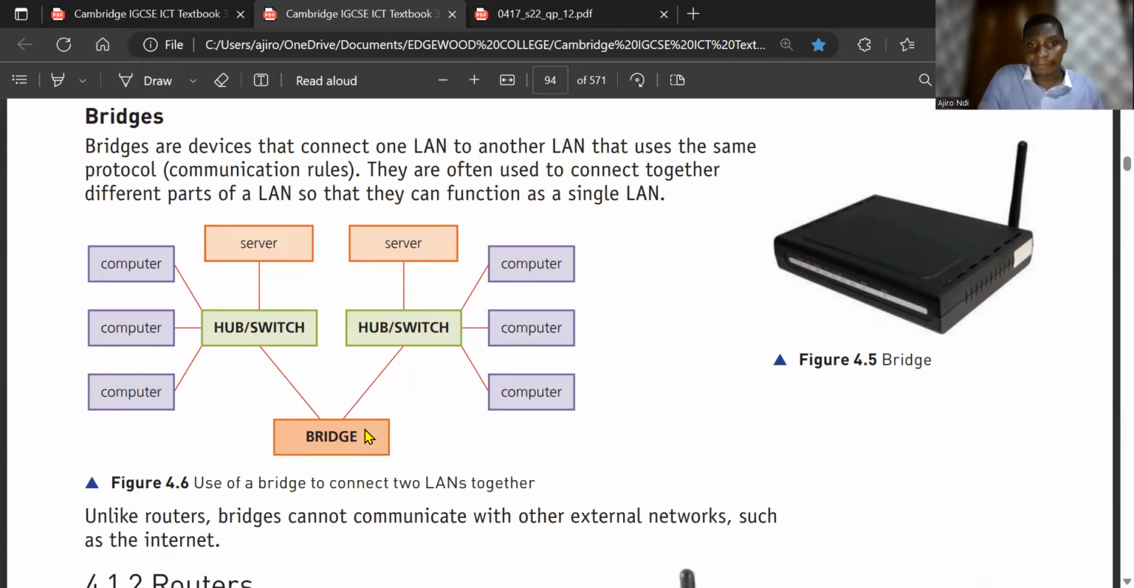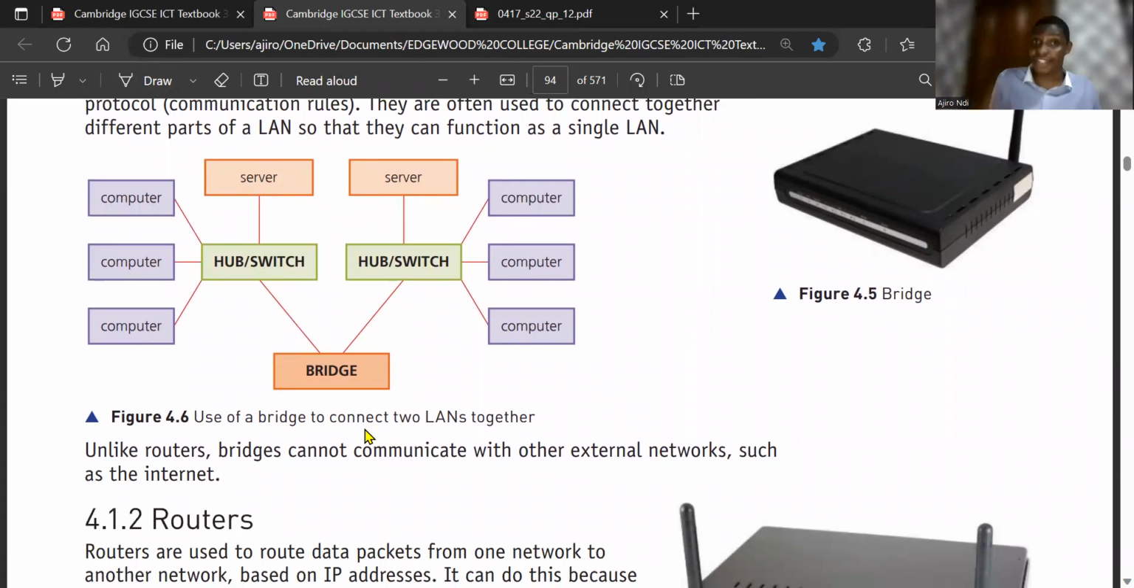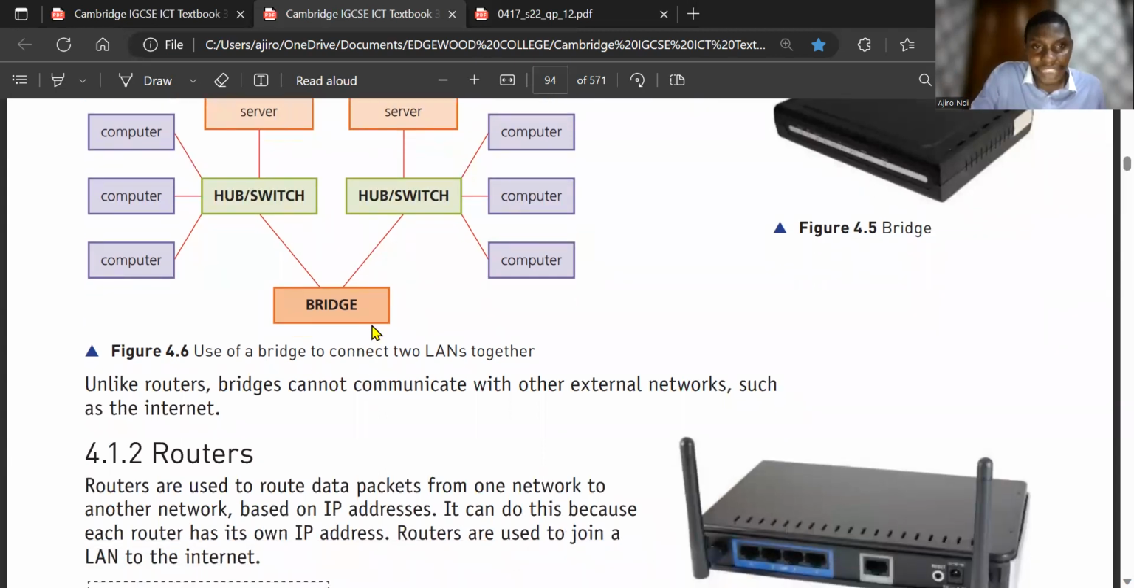So at the end of the day, we also have a bridge here. There's one small thing I forgot to show you guys, so I will show you. From the bridge, the router will now be connected to the bridge and will forward it to the internet.